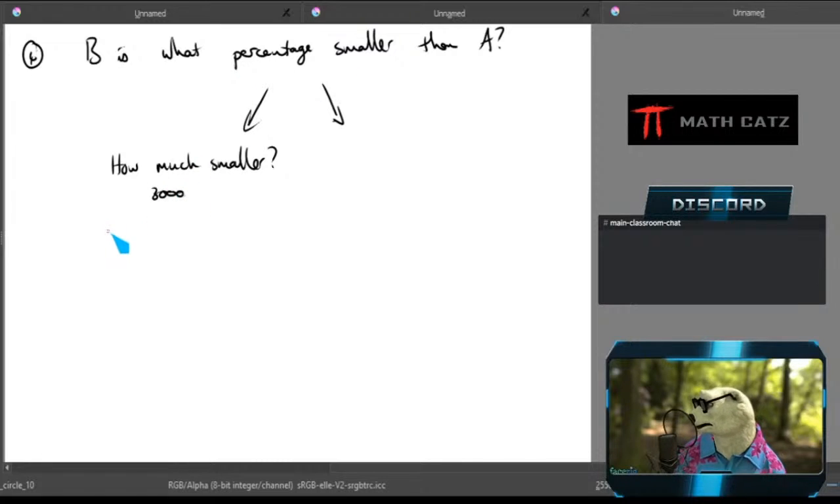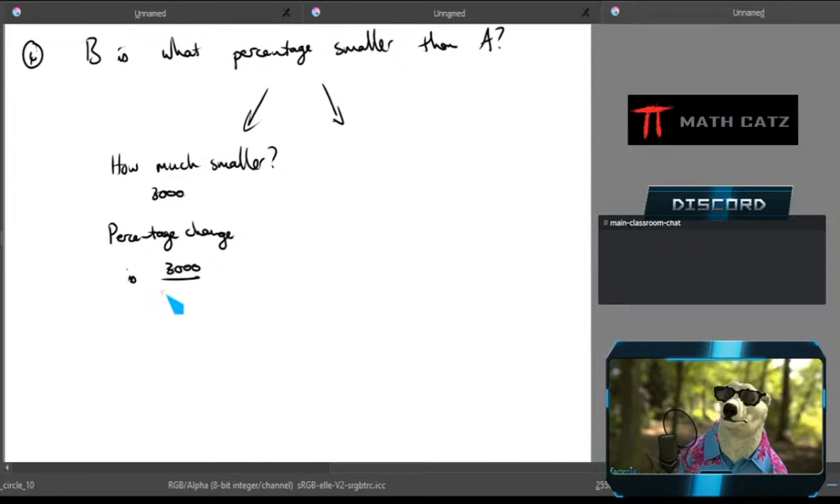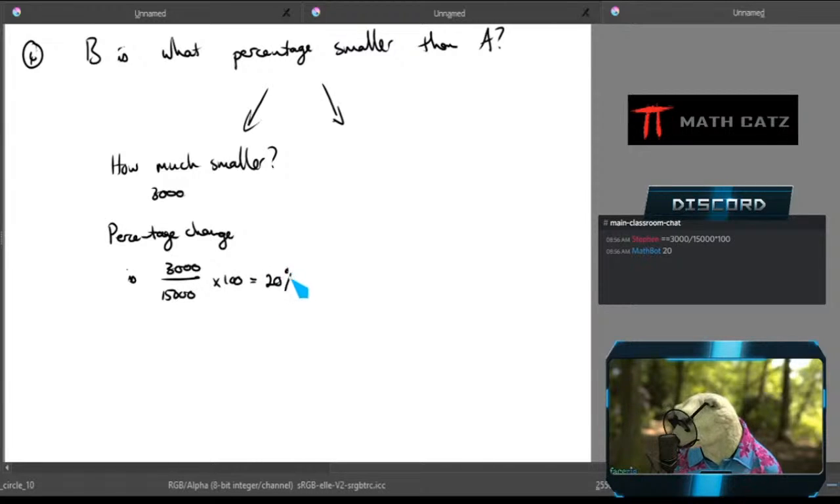But in this case, we're looking for the percentage change, 3,000, relative to A. So over 15,000. It's all relative, right? It's all a fraction. It's compared to something. Let's see what we get here, just to see something. It's not super complicated. 3,000 divided by 15,000 times 100. And we get what you might expect, the 20%.